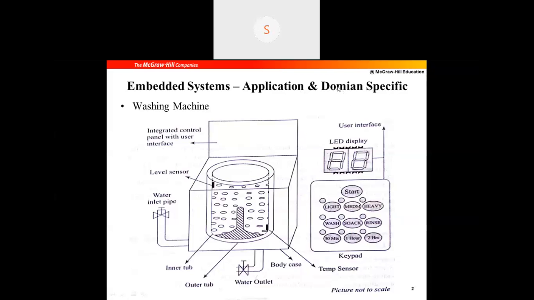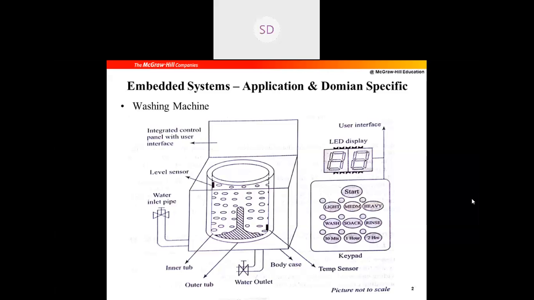Okay, embedded system applications and domain specific. What is this embedded application and domain specific?